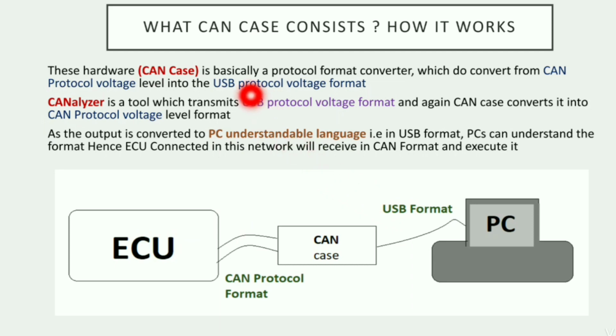So this is what the CAN case consists of and how it works. We actually have some other tutorials on what is inside the CAN case, like what filters are there, the low pass filter, high pass filter, so you can watch those tutorials also. But the basic logic is to convert the CAN protocol format to the USB format, as well as vice versa. So this is what the CAN case consists of.